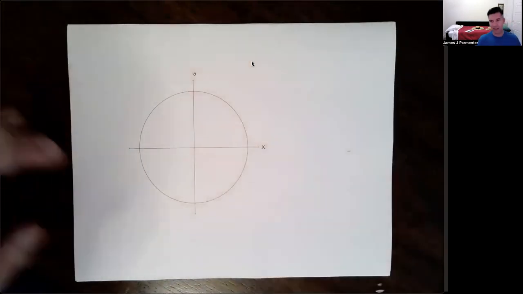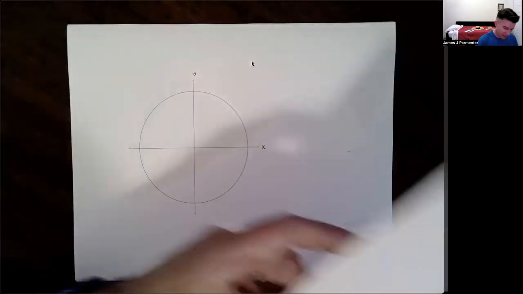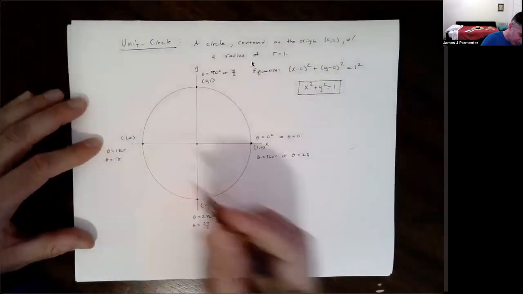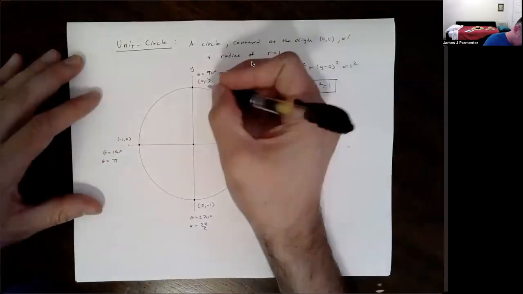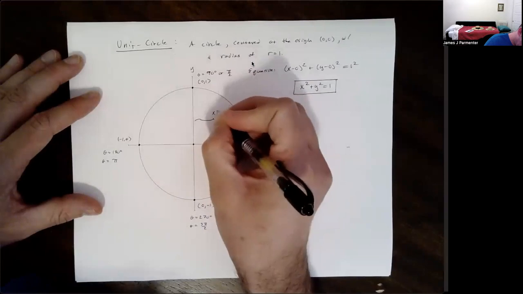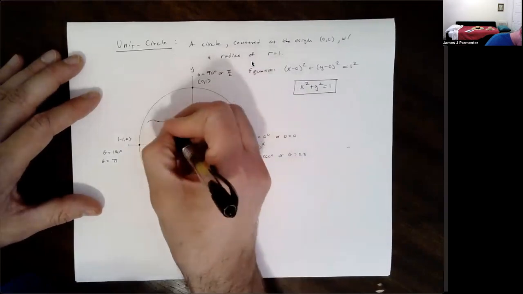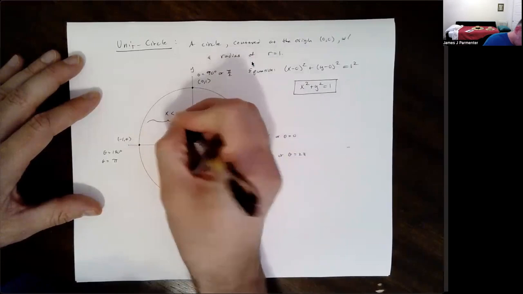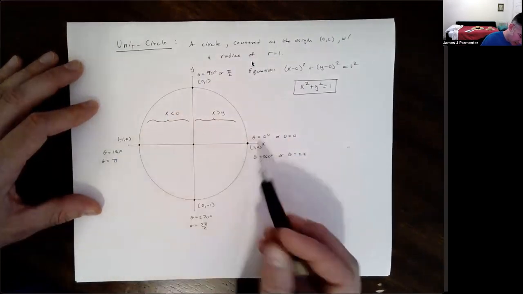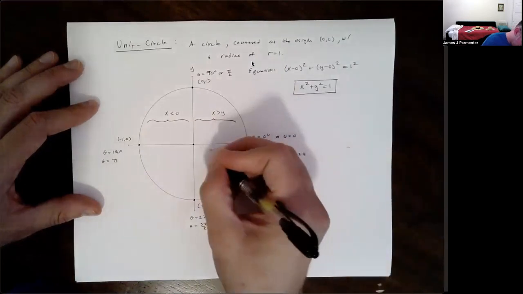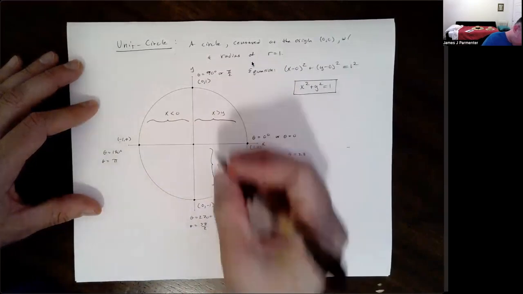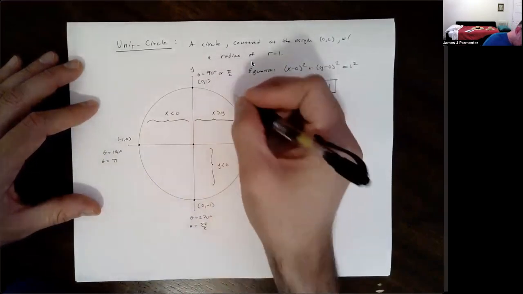One more thing, just as a reminder, if this is the xy coordinate system, x is positive on the right-hand side, over here, and x is negative over here. So the x coordinate is negative on this side, positive on this side. Similarly, down here, the y coordinate is negative.